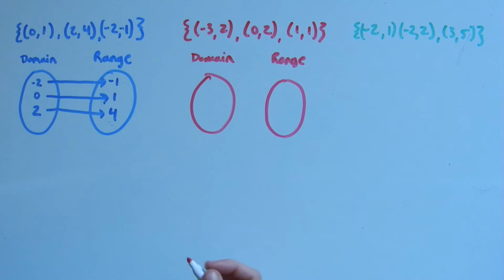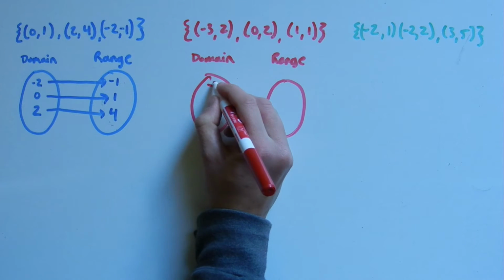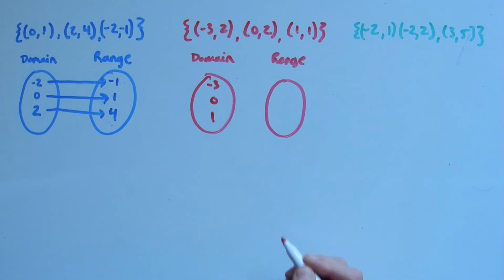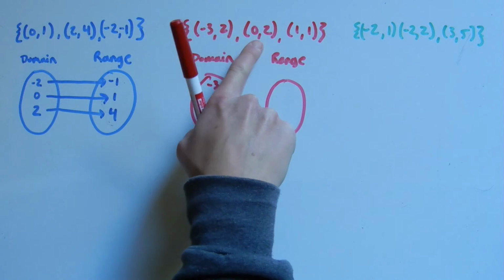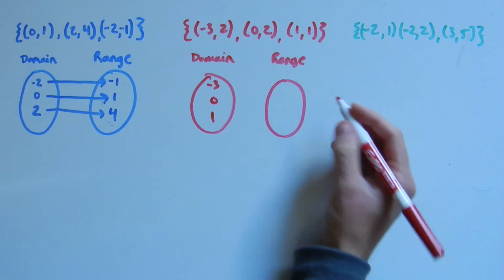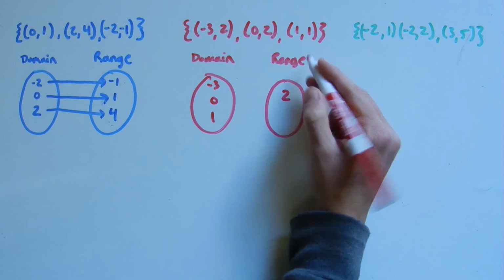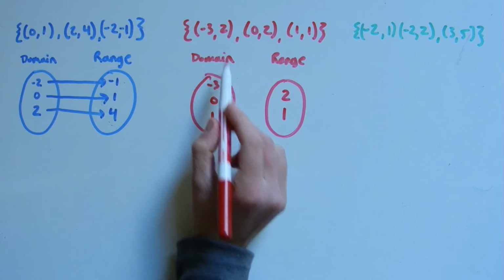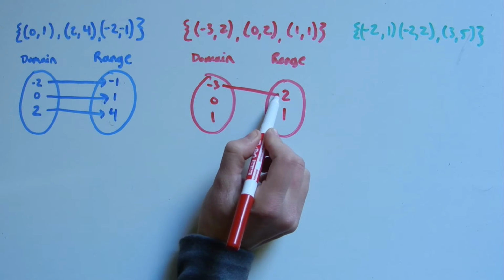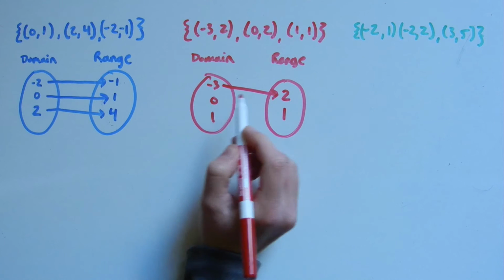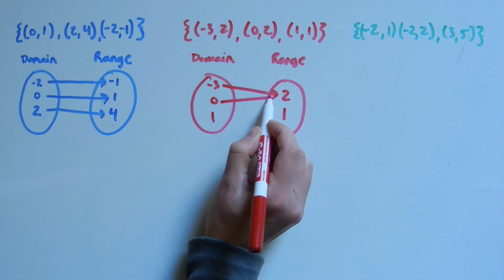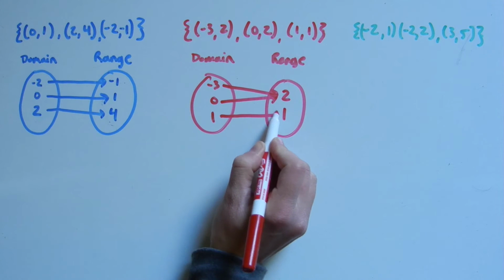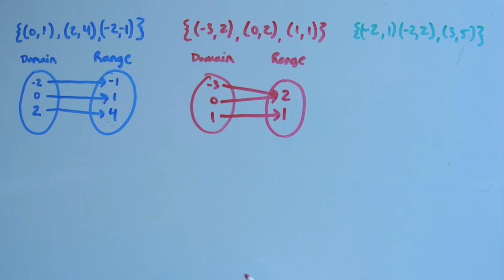For the next example, our domain is negative 3, 0, and 1. Our range is 2, 2, and 1, but the 2 is repeated, so we write 2 once and then 1. The negative 3 is paired with the positive 2. The 0 is also paired with the positive 2, and the 1 is paired with the 1.